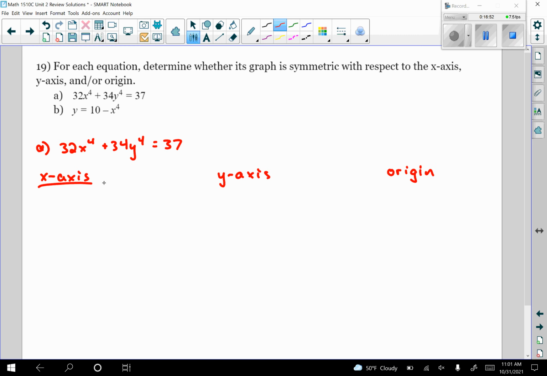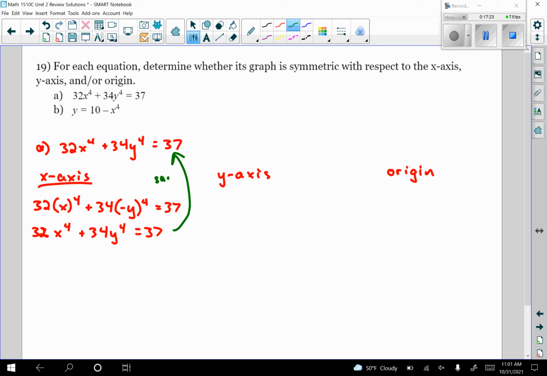So for testing for symmetry with respect to the x-axis, the x values stay the same, but y's are the opposite. So I want to leave in the same x value, but I want to substitute in the opposite of y. So this becomes 32x to the fourth still. Now negative y to the fourth is still going to turn out to be y to the fourth, so then we get plus 34y to the fourth, which equals 37. And we're going to say this is the same. So symmetric with respect to, WRT, the x-axis.